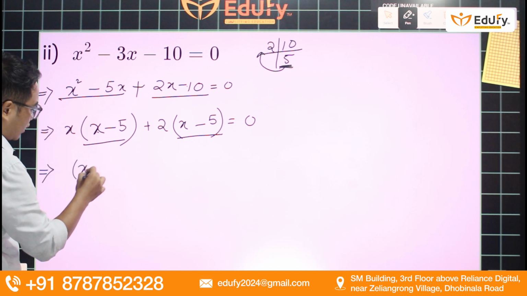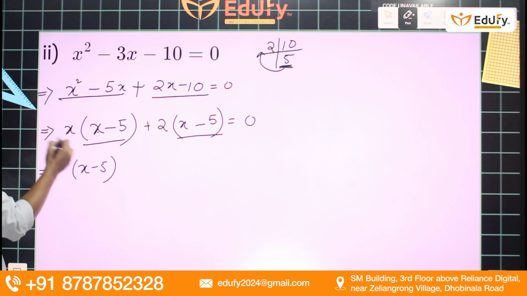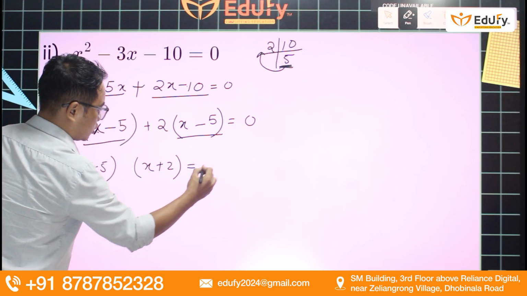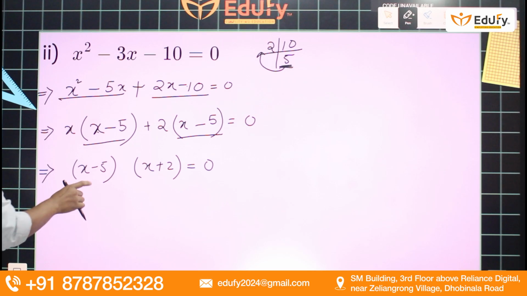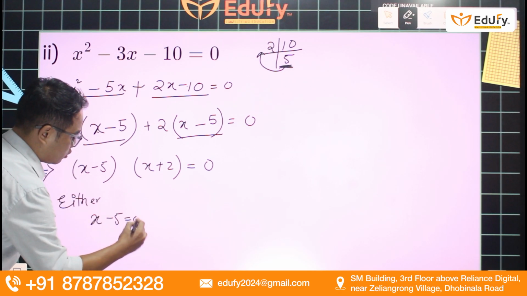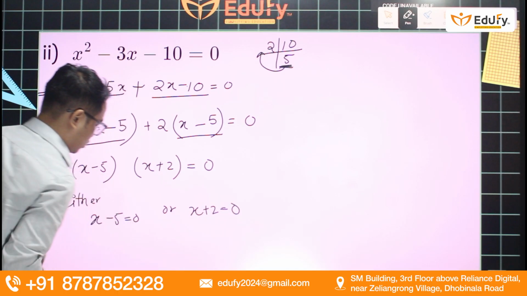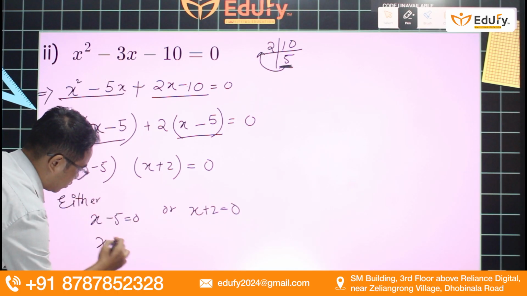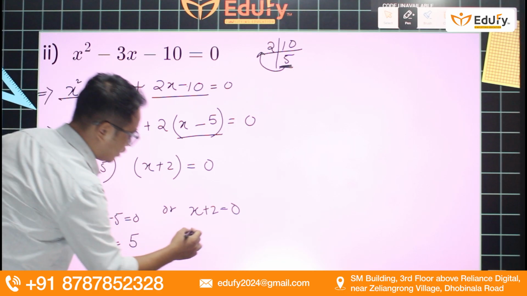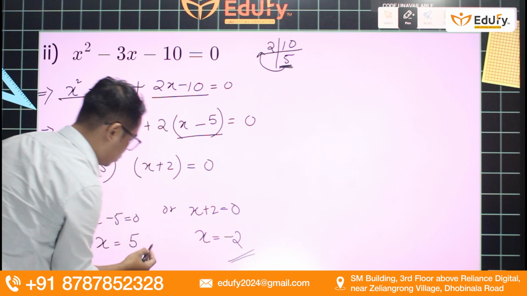So here I take x minus 5 as the common one. If I take these two both, I am only left with x plus 2. So this is x plus 2 as your answer, which is equal to 0. Now same thing, either x minus 5 could be equal to 0, or x plus 2 will be equal to 0. So here x will be equal to plus 5, because the sign changes when I shift it to the other side, and here x would be equal to minus 2. So these two would be your answers for x.